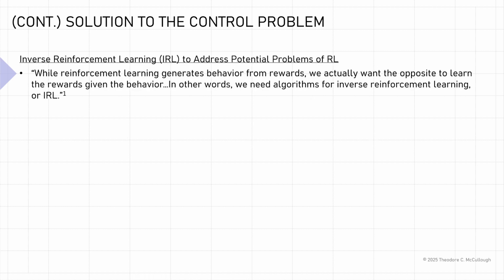Now, to deal with the problems of zero-sum gain reasoning and the irrationality of humans, Russell proposes a different type of AI architecture, namely what's known as inverse reinforcement learning, to address the potential problems of reinforcement learning. Inverse reinforcement learning can generally be thought of this way: while reinforcement learning generates behaviors from rewards, we actually want to learn what the rewards are given behaviors. In other words, we need new algorithms for inverse reinforcement learning, or IRL.